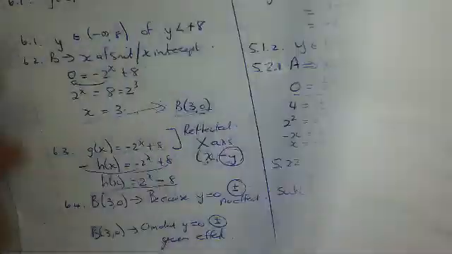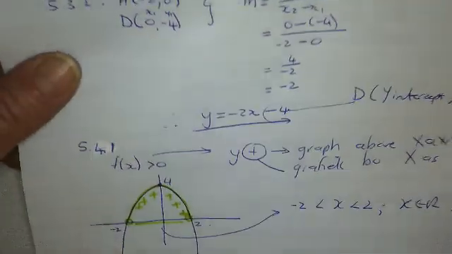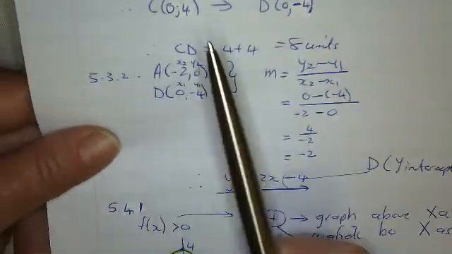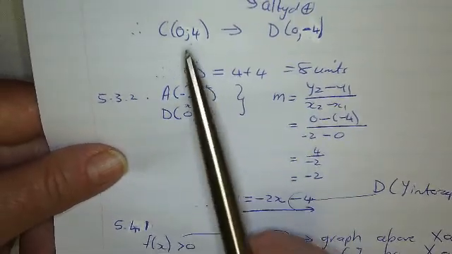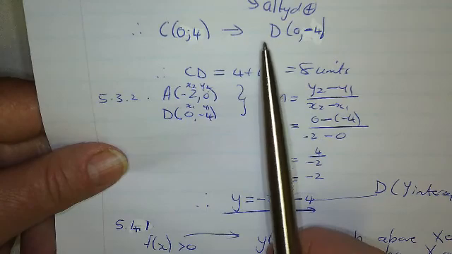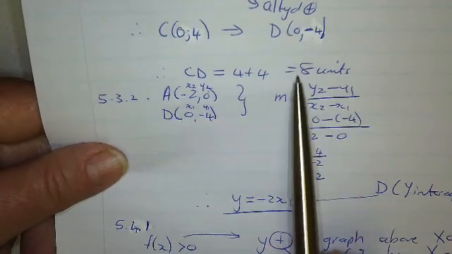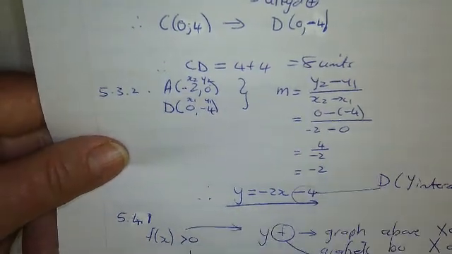But distance can't be negative, so that's why we will say the following: 4 plus 4. So that's giving me 8 units, because my C was 0, 4, my D was 0, negative 4. You add the distances, so it's 8 units.